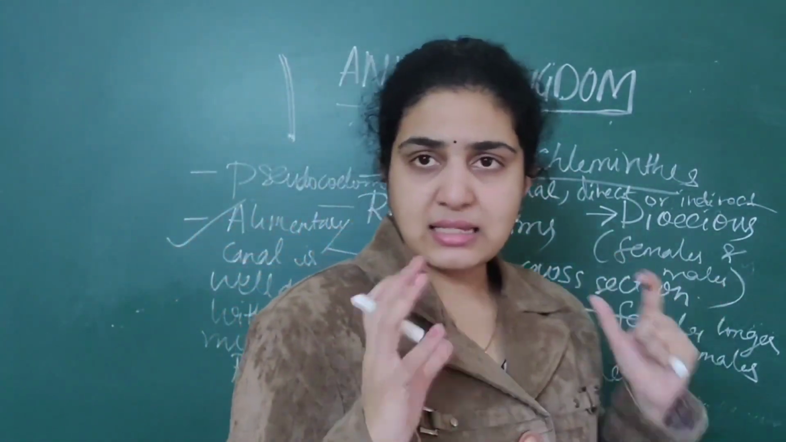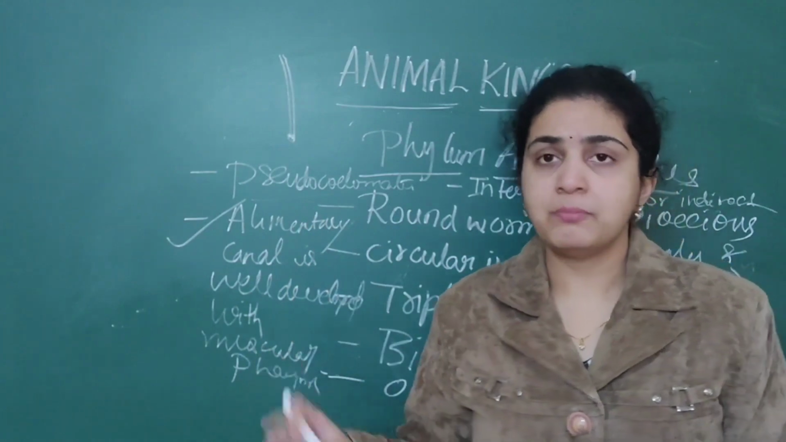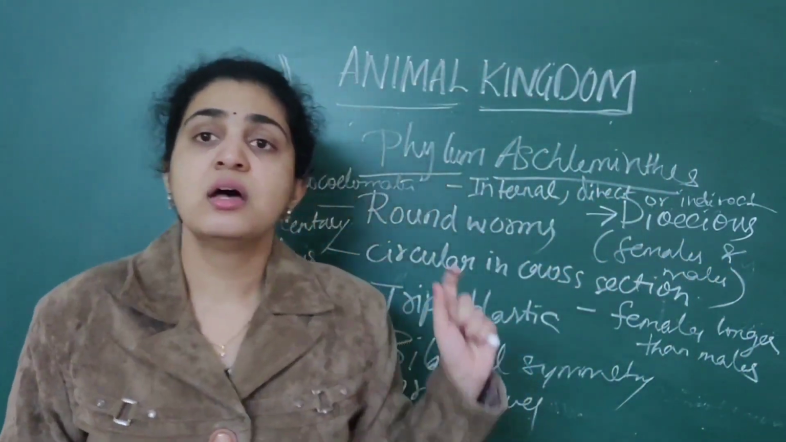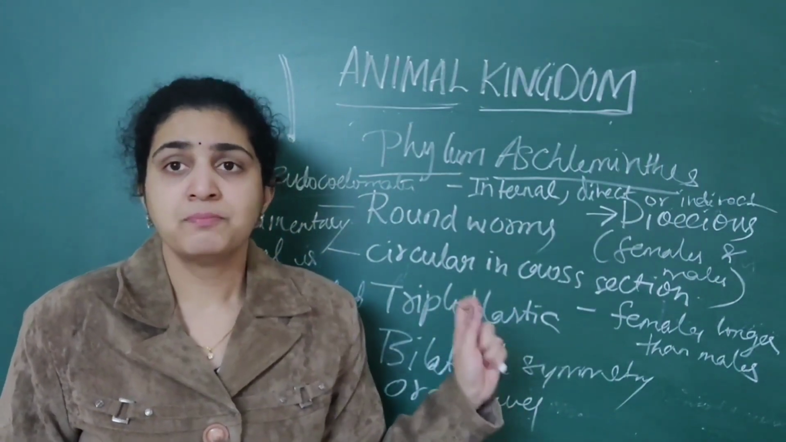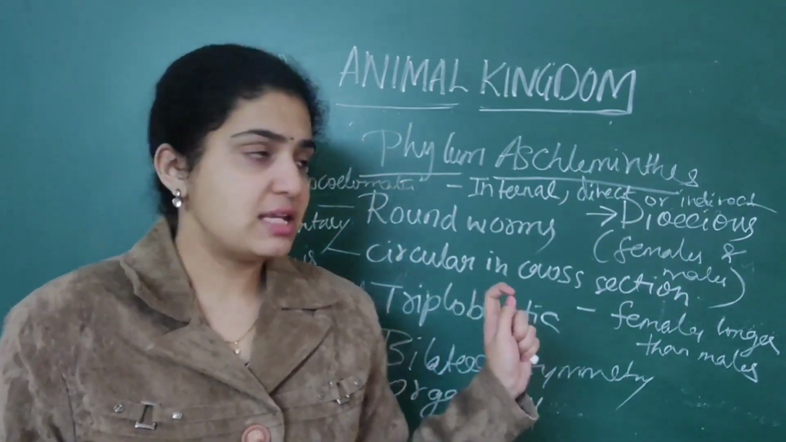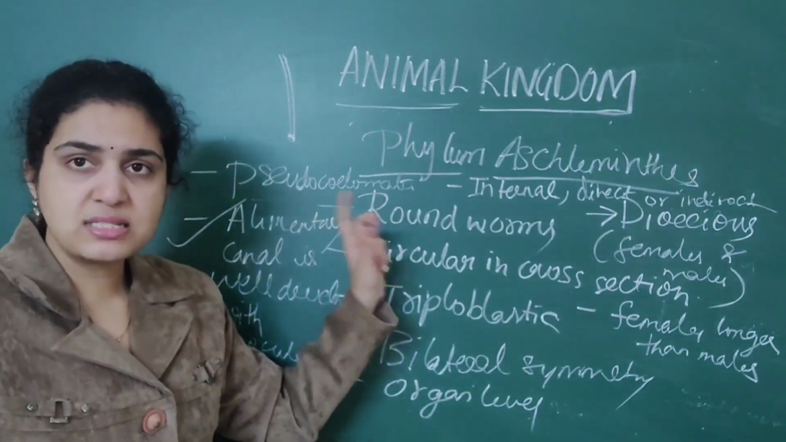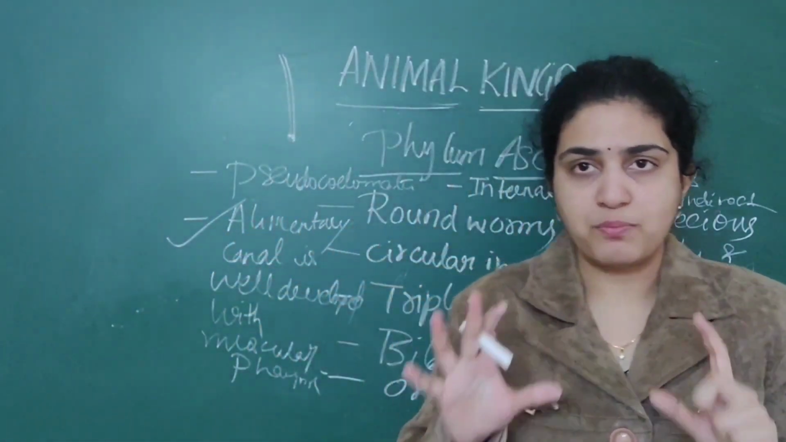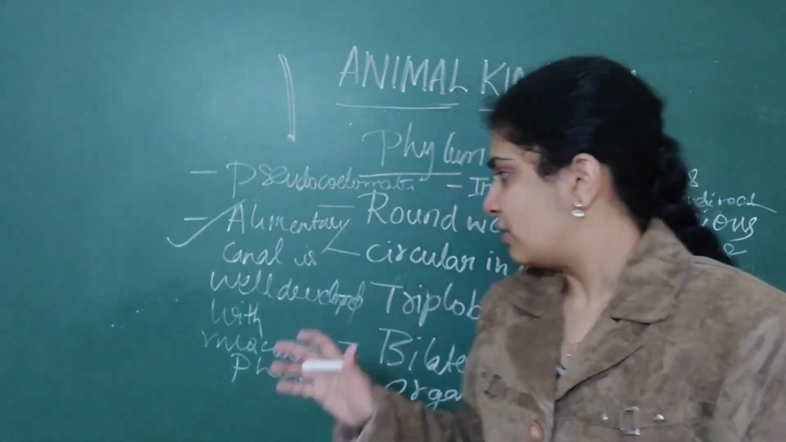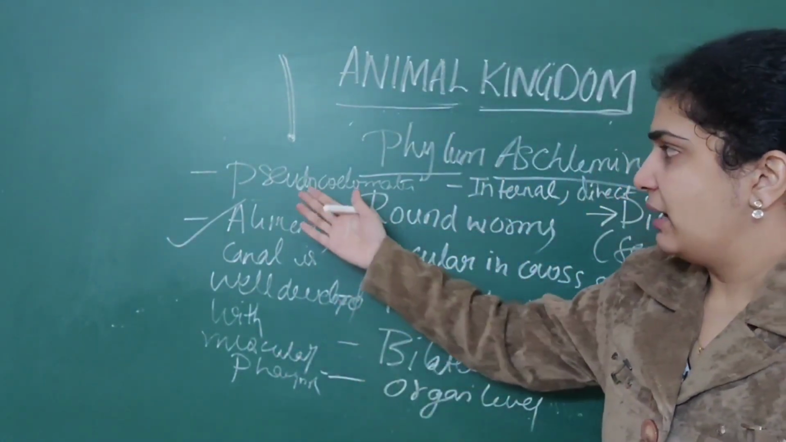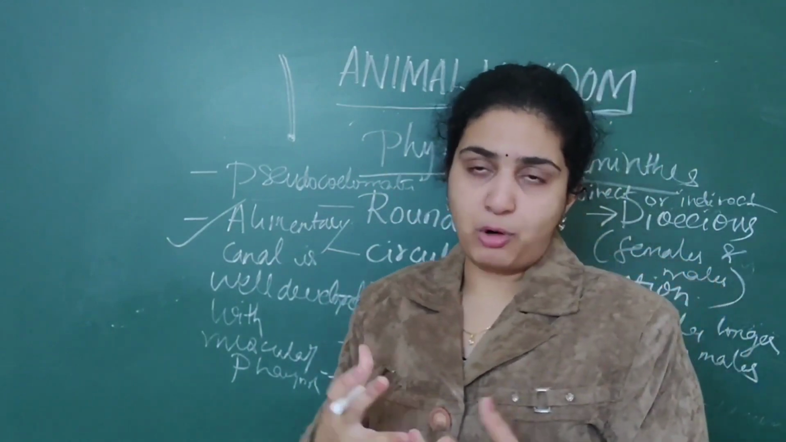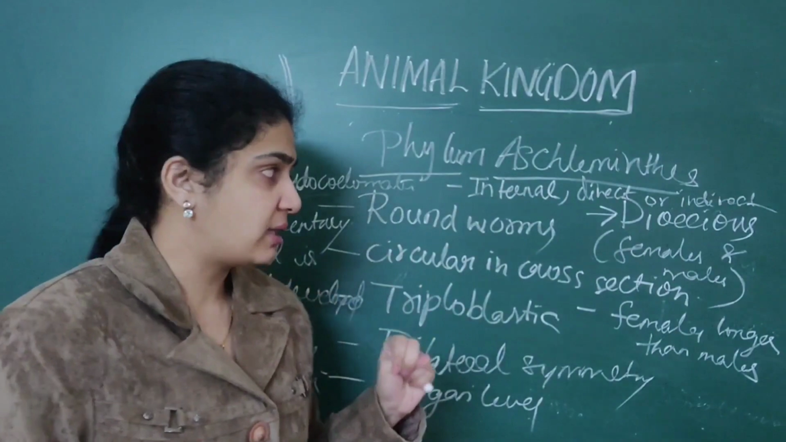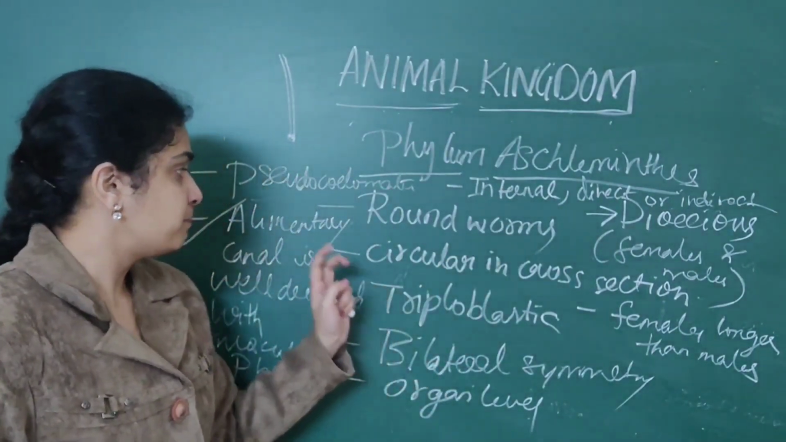So, maximum features we have done are similar, except two or three differences from Platyhelminthes. What are the differences? These are called roundworms and those are called flatworms. One main difference, rest all are the same: flatworms exhibit acoelomate property, whereas these exhibit pseudocoelomate property. That is the second important difference.